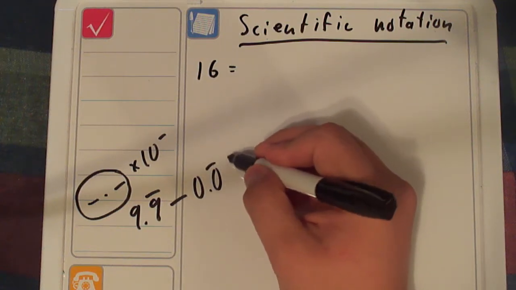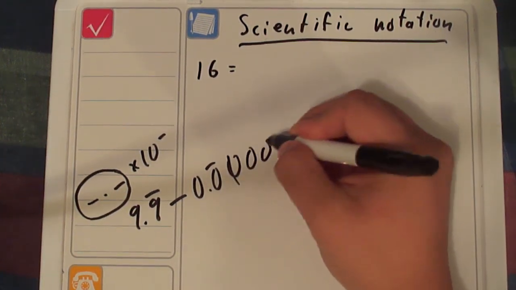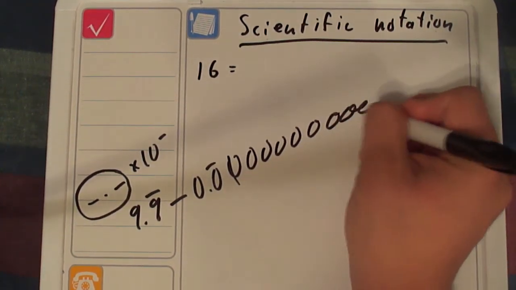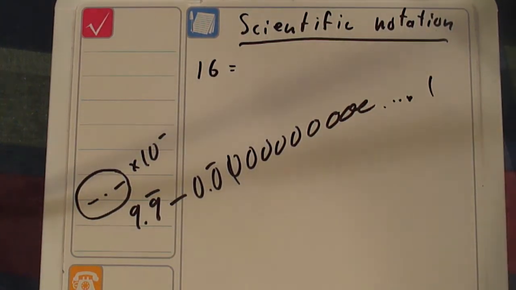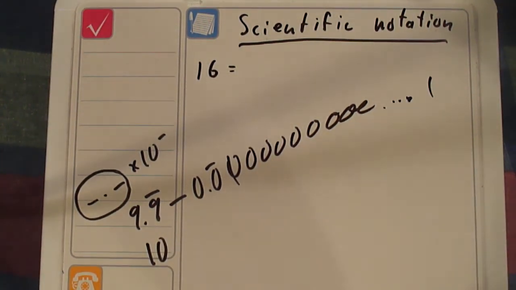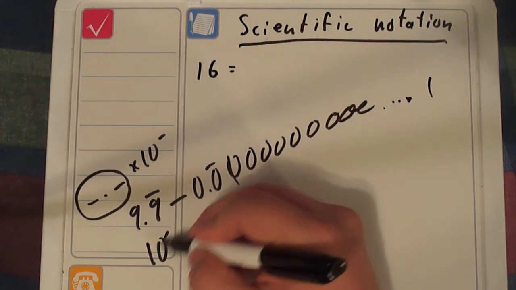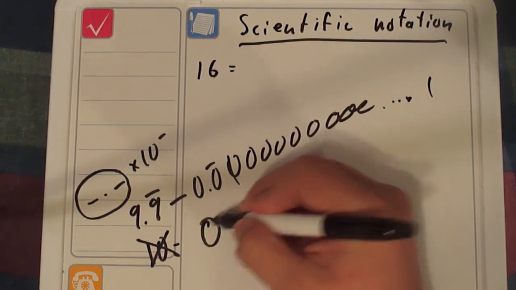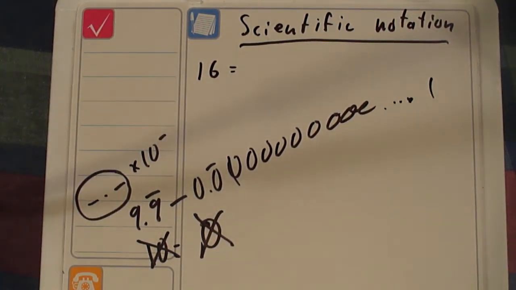0.0 repeating then 1 at the end. It's like if you have a bunch of zeros, 0, 0, 0, 0, on and on, and then you end up hitting 1 at the end. That is your range. You are not allowed to have a 10 in scientific notation. You also cannot have 0 in scientific notation. I'll explain this in a little bit.